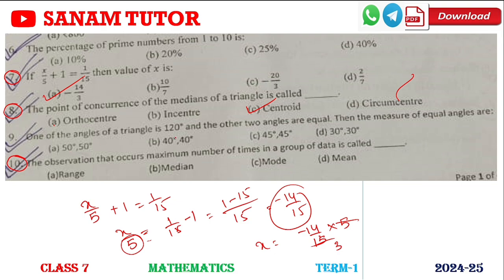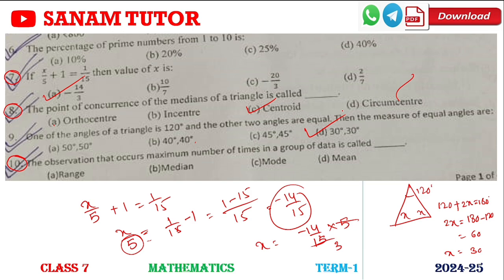If one angle of a triangle is given, suppose it is 120, the other angles are equal. Suppose they are x and x. We know that the sum of the three angles is 180 degrees. So 120 plus 2x equals 180 degrees, so 2x equals 180 minus 120, that is 60 degrees. So x is 30 degrees, because 60 by 2 is 30. So the answer is 30, 30. Option D is the correct answer.